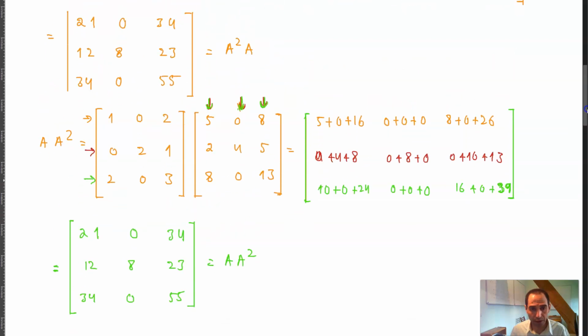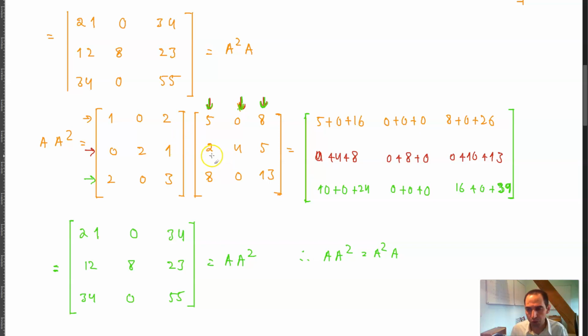Now you can see that A squared times A is this matrix, and this is A times A squared, 21, 0, 34, 12, 8, 23, 34, 0, 55. They are exactly the same thing. A times A squared is equal to A squared times A. And I have done this one time before as well, and I got the same result using another matrix. So it seems that the result is going to be this way.